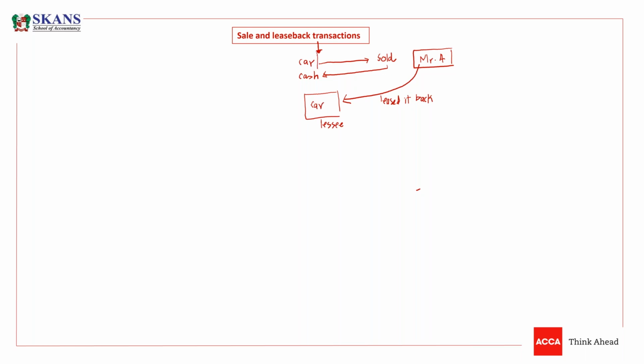Previously the car was an owned car. Owned car means the car was in our ownership. Now we have sold this to Mr. A. Ownership belongs to Mr. A, but we leased it back from Mr. A. Now we are the lessee of this car. So we usually call ourselves the seller because we are selling, and then we are leasing it back. We call it seller and lessee. So it is the same party, seller and lessee. First we sold the car and then we lease it back as a lessee.